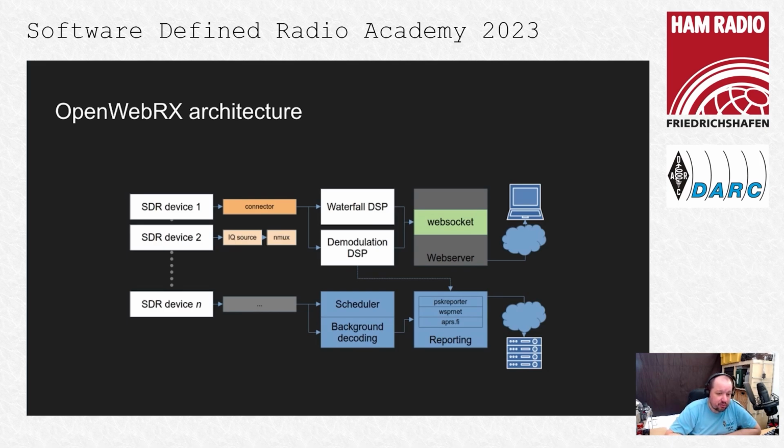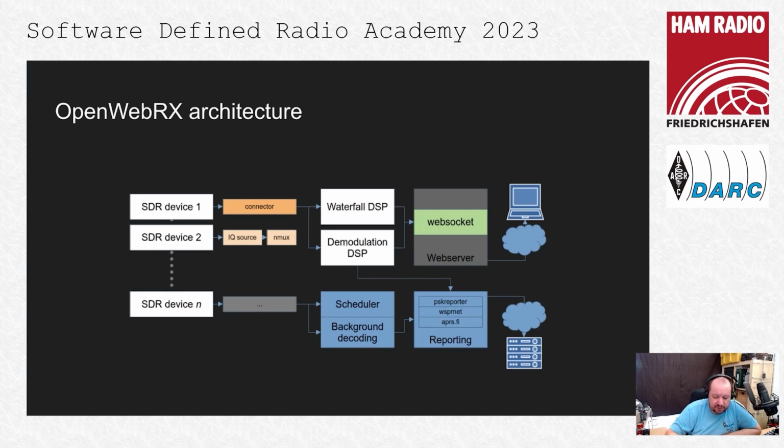And also that little dotted arrow that comes down from the demodulation DSP, that signifies that if a user decodes any of these modes, the data is also made available to the reporting interface. So if a user decodes FT8 and your reporting is enabled, that data will also be sent to PSK Reporter, for example.